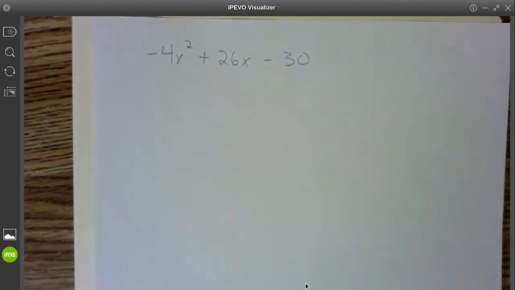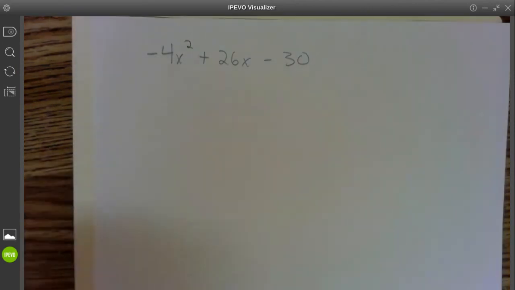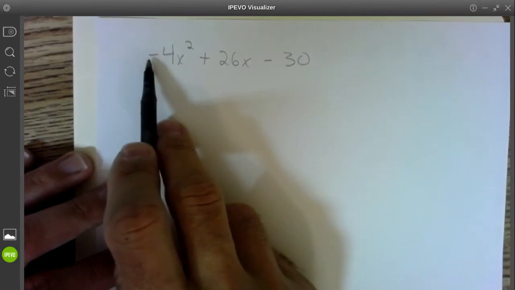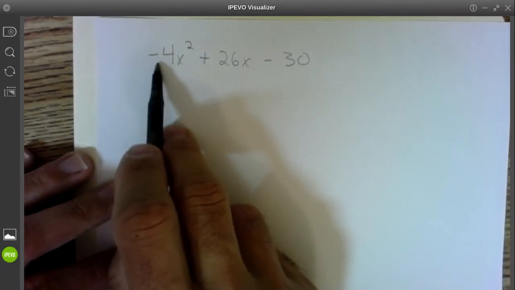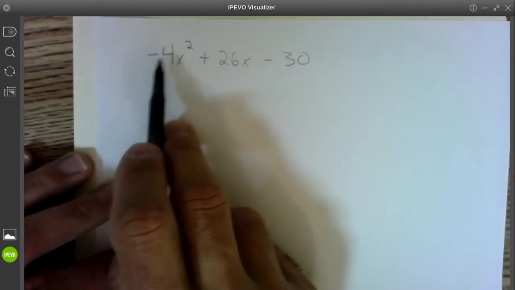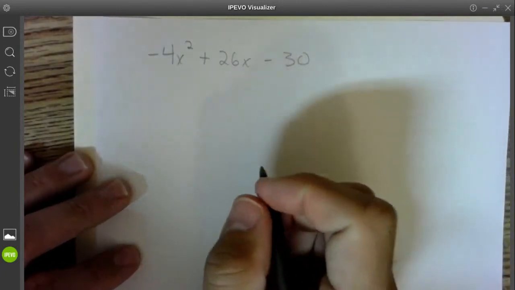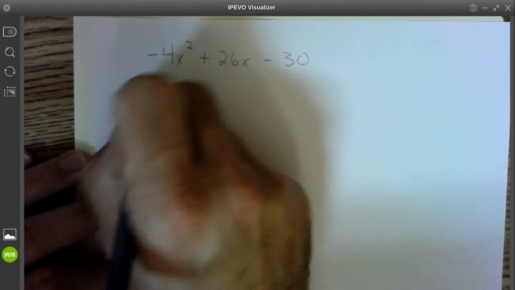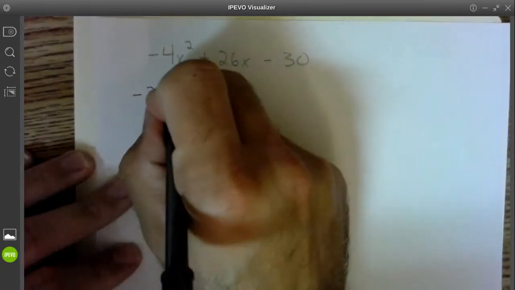All right, welcome back. So we're still going to be factoring the quadratic here where the leading term is not a 1. Thankfully, on this one, they do have a GCF. All right. So not only does it have a negative for the leading term, so I got to factor out a negative, but all of these can be divided by 2. So I need to factor out a negative and a 2.